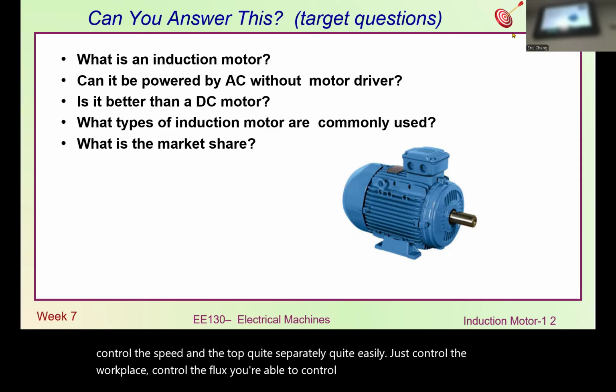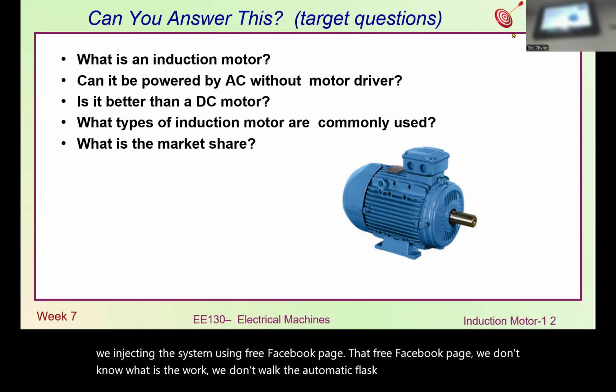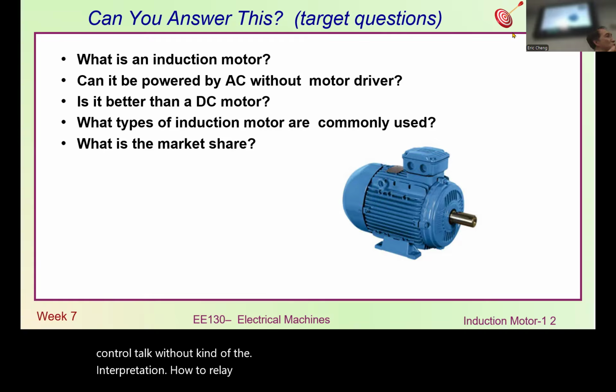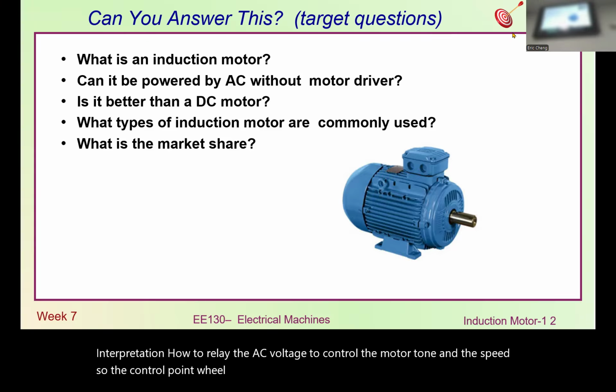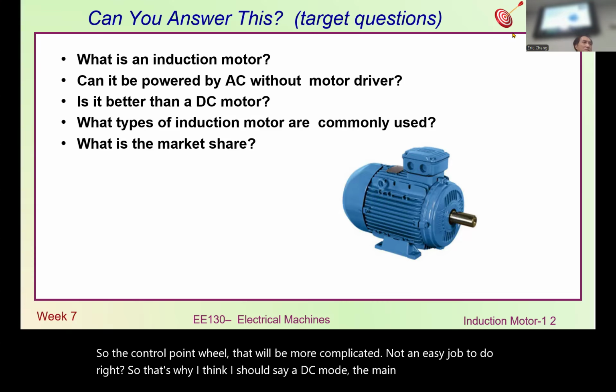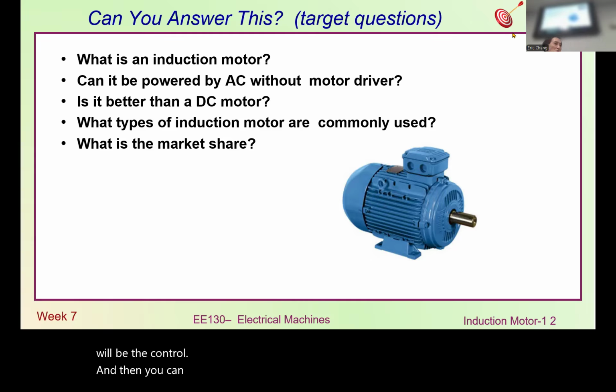For an AC motor, we inject the system using three-phase voltage. With that three-phase voltage, we don't know what the voltage is, we don't know what the magnetic flux is, we don't know how to control the torque. We need an interpretation of how to relate the AC voltage to control the motor torque and the speed. So the control will be more complicated, not an easy job to do. That's why I should say the main thing where DC is better than AC will be the control. And then you can say, oh, DC motor can be lower cost than AC.